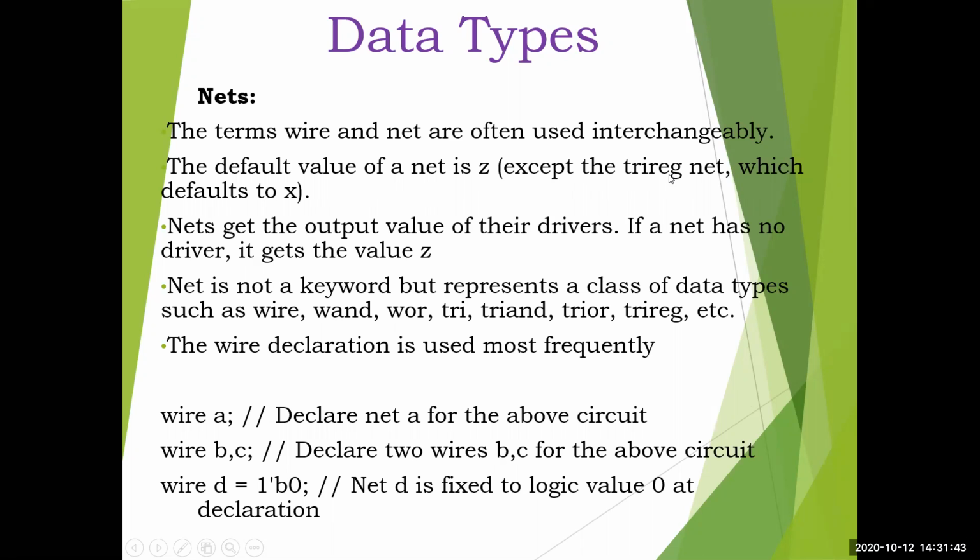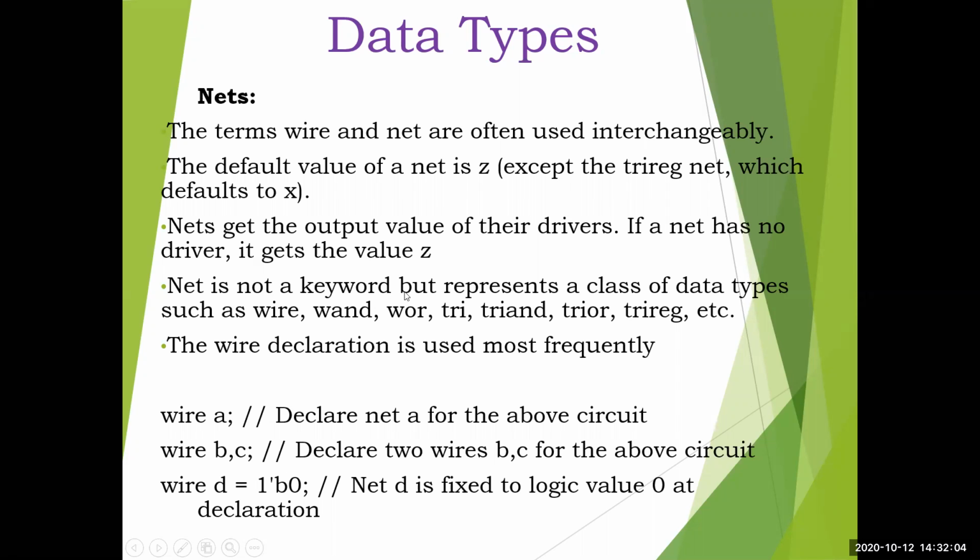Except the tri register net. There is a classification in nets, and the tri register, as previously mentioned, will have x value. Other than that, all will have the z value. Nets get the output value of their drivers. If a net has no driver, it gets the value z. So a driver should be connected; if it is not, z.